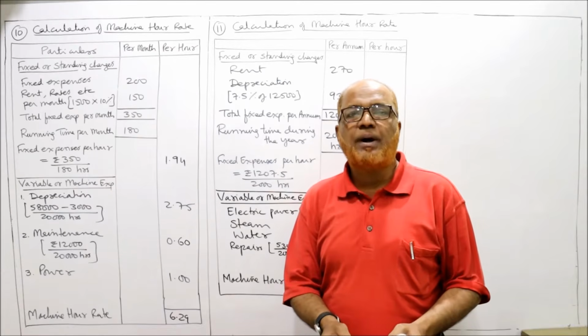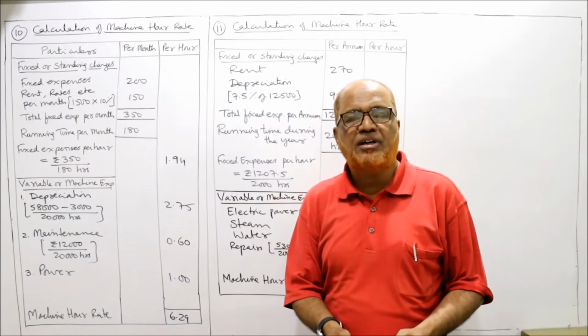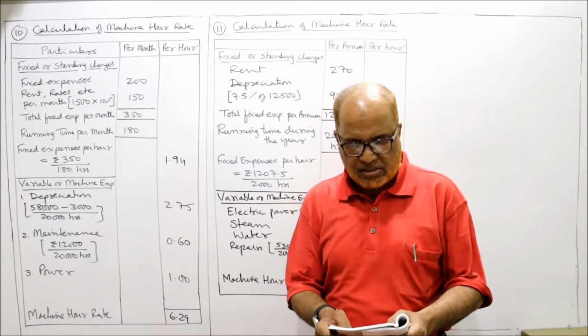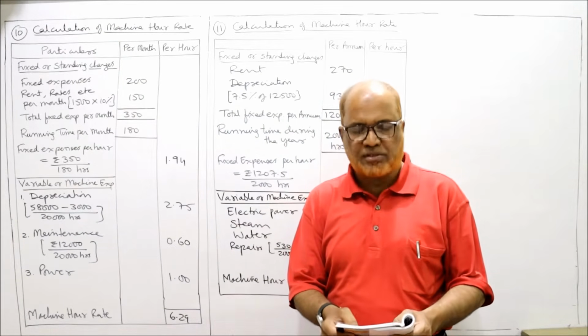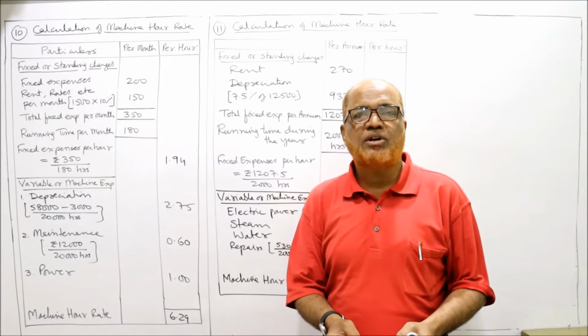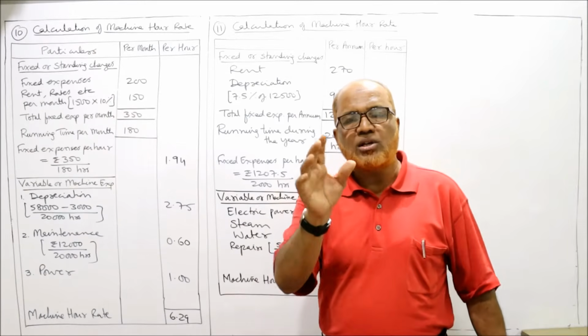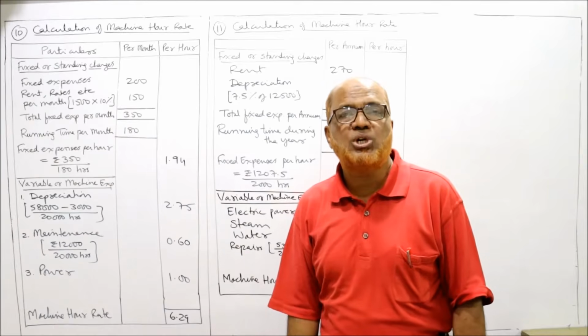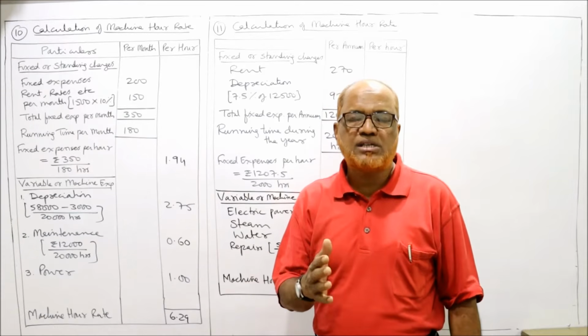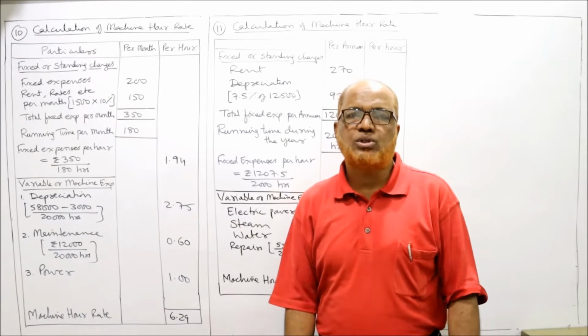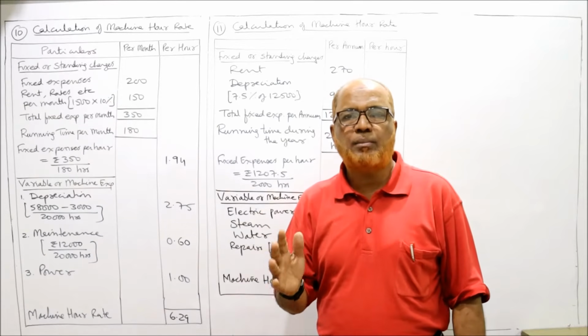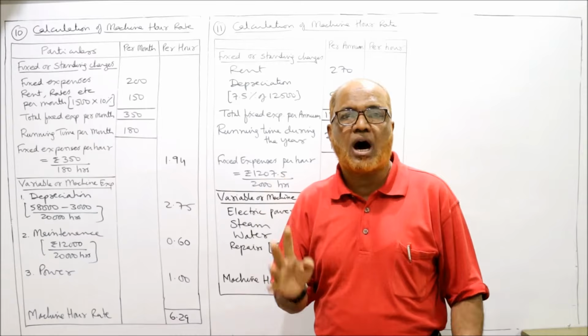Rent 270 per annum. This will always be treated as fixed or standing charges. Original cost of the machine is 12,500 rupees. The cost of the machine is given to calculate the depreciation. For calculating depreciation, we need the cost of the machine. Running hours during the year 2000. Running time of the machine every year is 2000 hours.